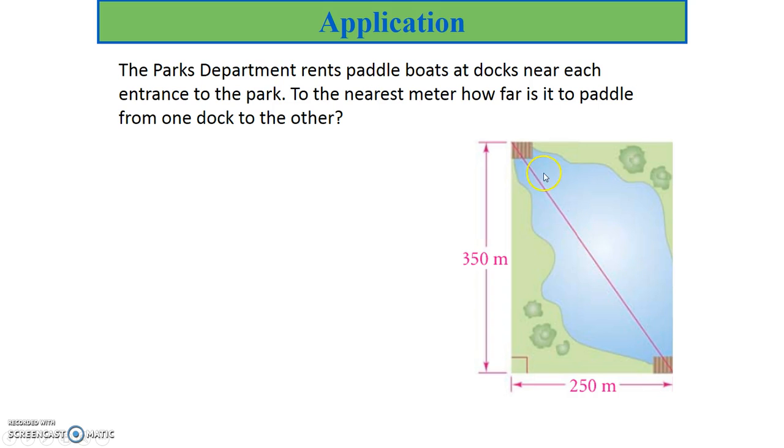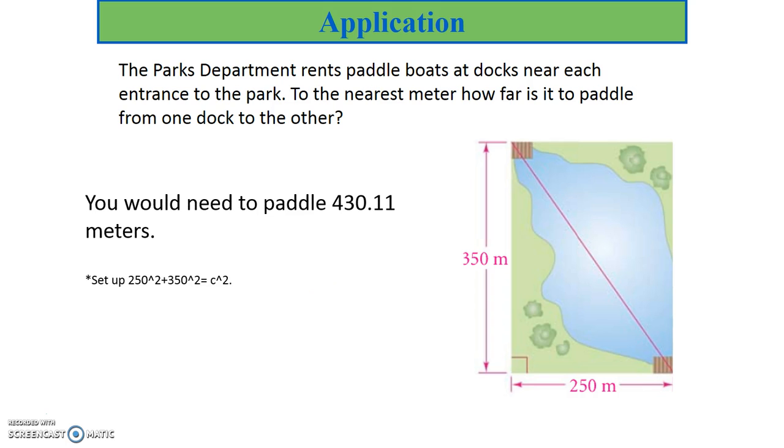Alright, so here's just an application problem at a park. We want to know the distance across the little pond here that people will paddle. We have 350 meters down, 250 across. Simple application problem that you can actually use to measure that distance. So you could pause the video, and if you solve for the total meters, you will get 430.11 meters. So a little bit more than 1 lap around a track.